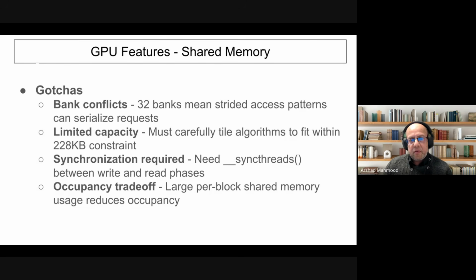And the final one is the occupancy trade-off. Every block needs a certain amount of shared memory, and the problem is that the streaming multiprocessor has only got 228 kilobytes of it.